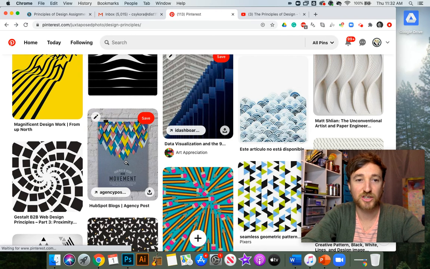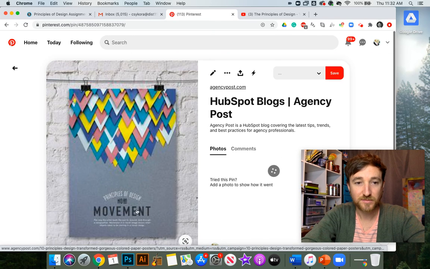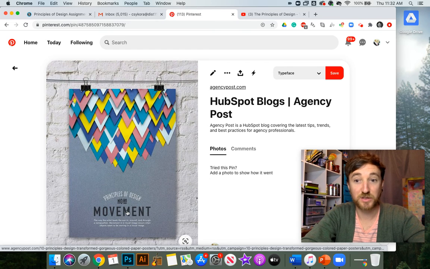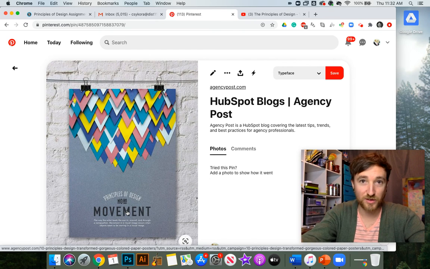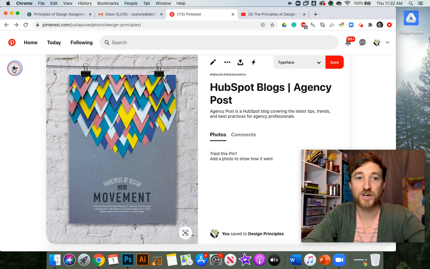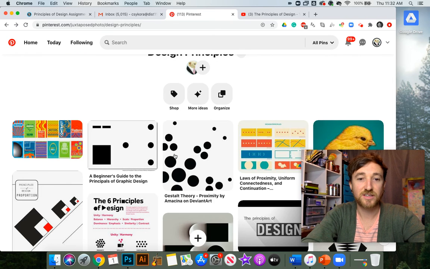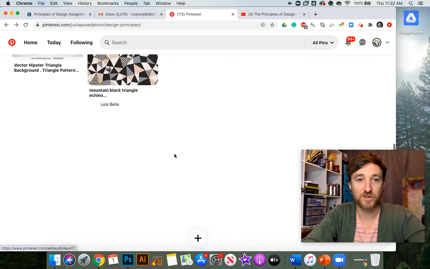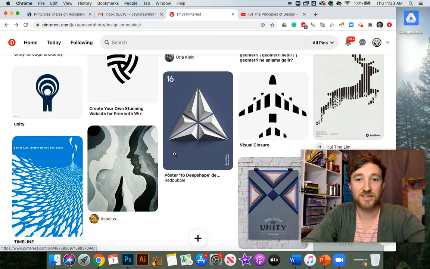Here is an actual poster that was made to kind of convey this principle of design, which is movement or really rhythm. In our case, that's what I call it. And think of something that someone would want to hang up. That's what you're trying to do. You're trying to design a poster that describes your principle of design that you were assigned. And there's tons of ideas out there.